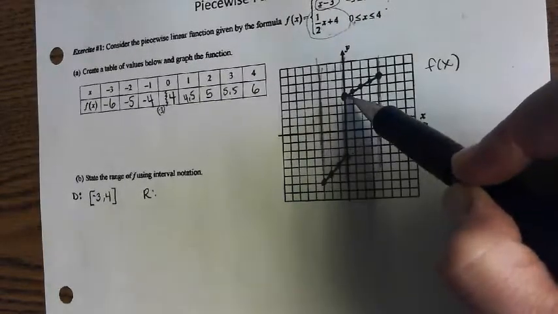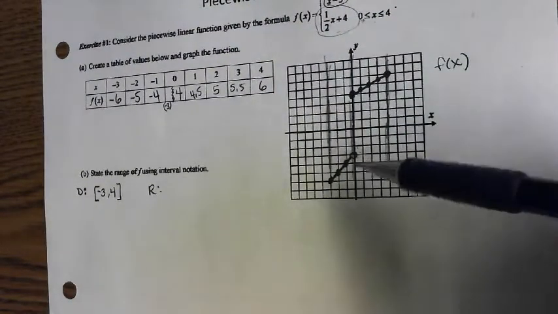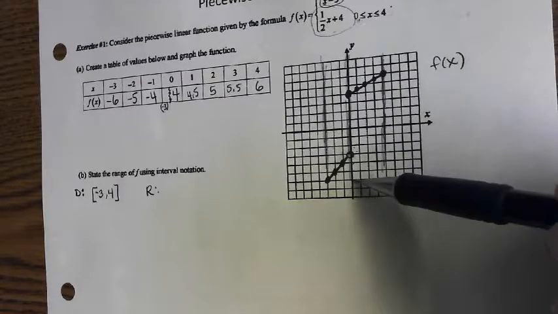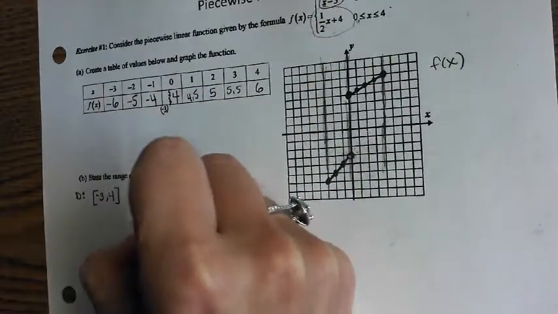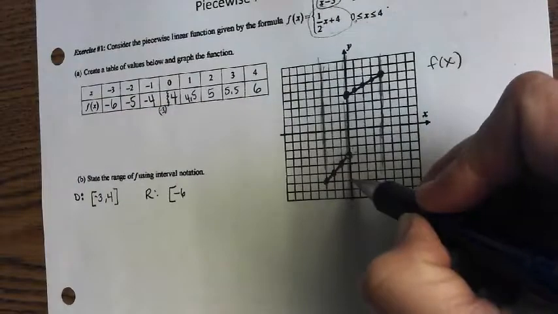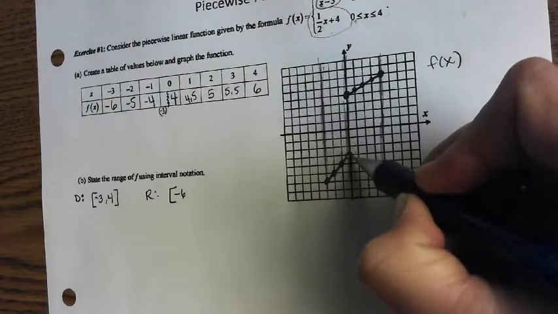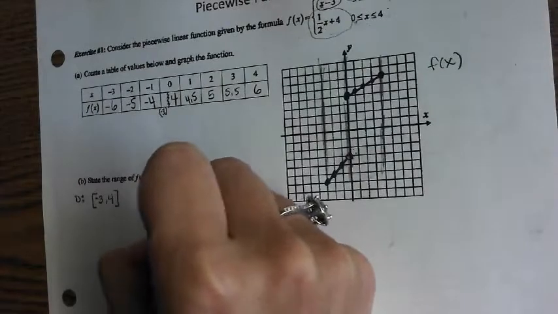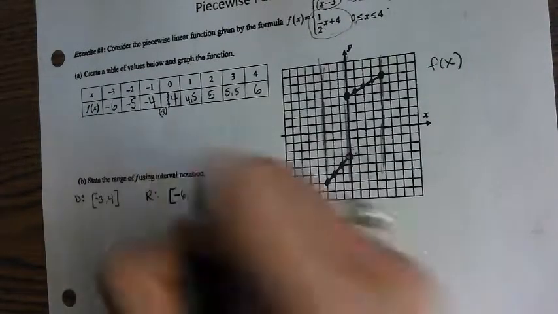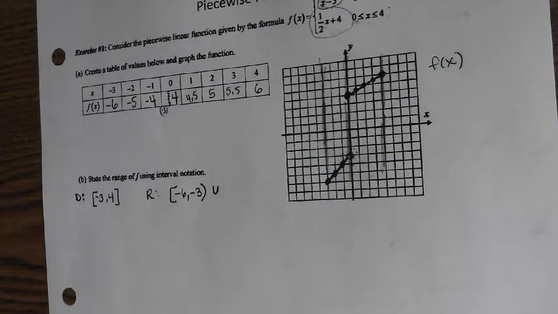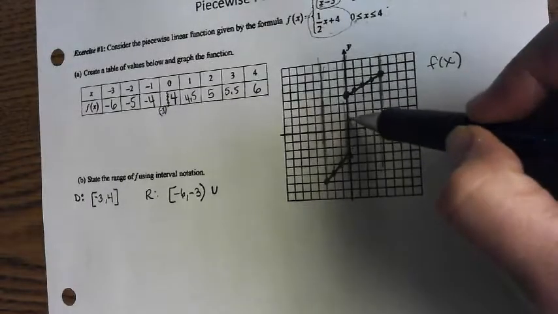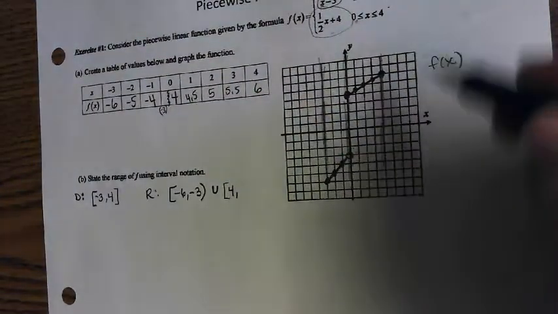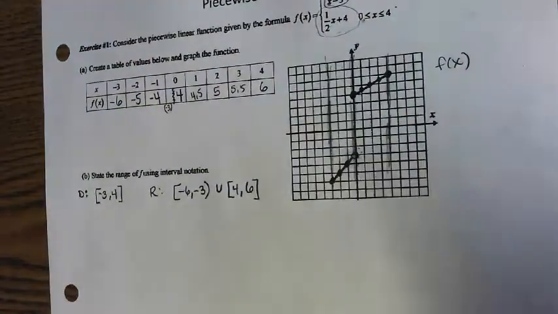And between 4, correct. So our range is going to go from -6. Does it actually include -6? Yes, so with a bracket. Up until -3. Does that include -3? No, because that's an open circle. And then we're skipping some space, so you use your little union symbol, and then our range is going to pick up at 4 with a bracket, because that's a closed circle, and it's going to end at 6 with a bracket, because that's a closed circle.